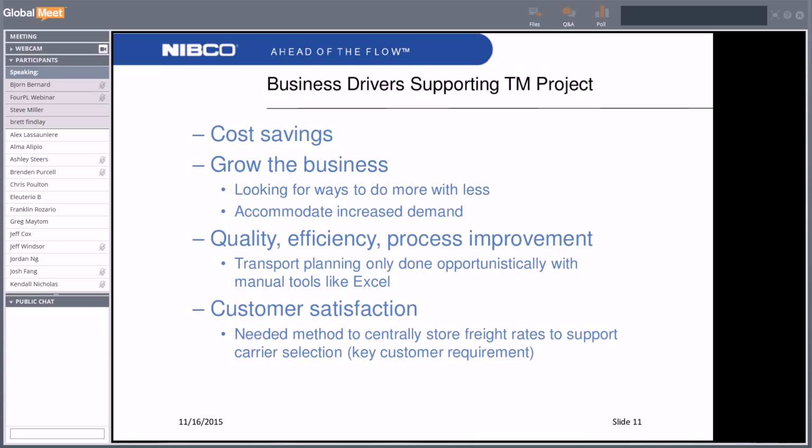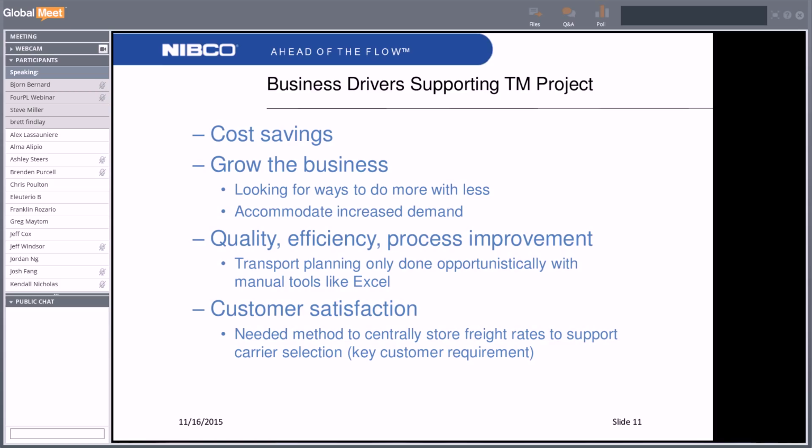There were four primary needs to be met by our TM implementation. First was decreasing costs. Just like many other organizations, NIBCO has a desire to both control and reduce operational costs. And over the years, we've focused on many areas of our business, and we've been successful in driving out significant costs. One area in our organization that had not received much attention at all was transportation, and there were some people in our organization who felt as though that was a black hole.